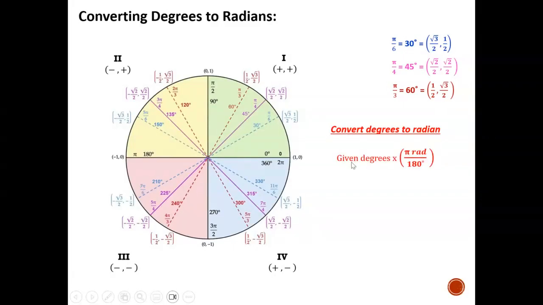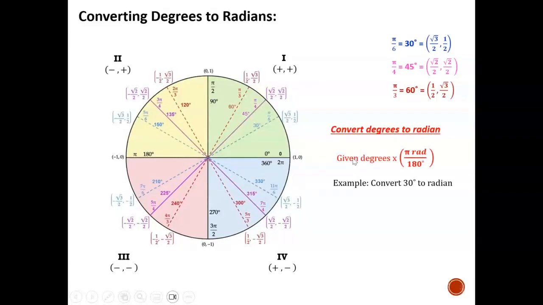Now, we're going to convert degrees to radians. Okay, let's start. This is a formula, guys. If you want to solve for radians, you put the given degrees and multiply by pi radians over 180. Okay, here we go. Convert 30 degrees to radians. We know 30 degrees is pi over 6 because of the circle here. 30 degrees is equivalent to pi over 6.